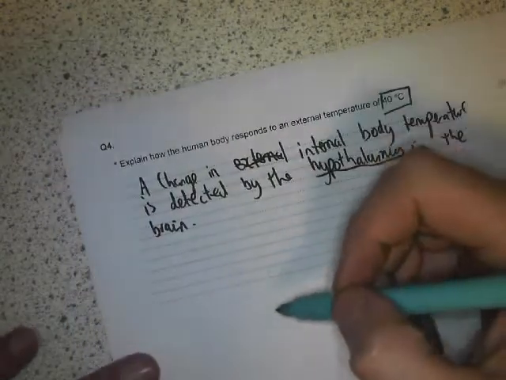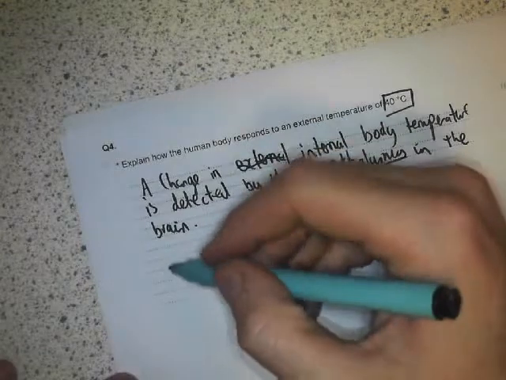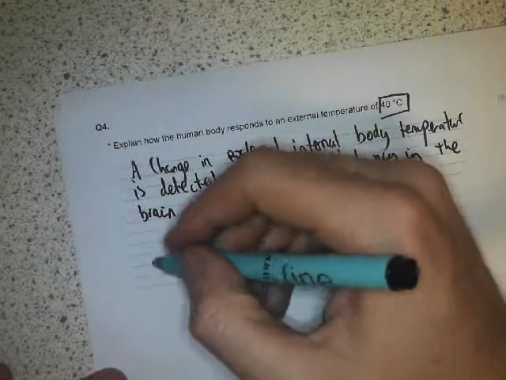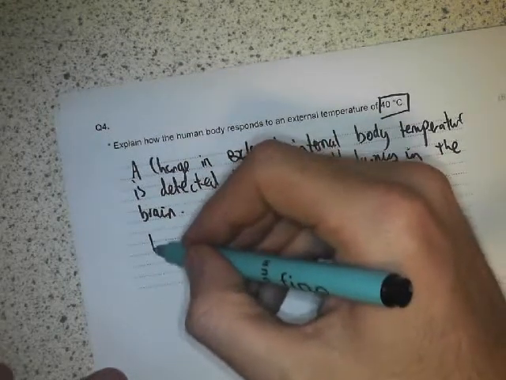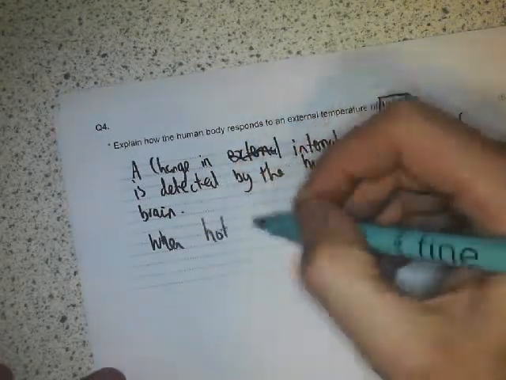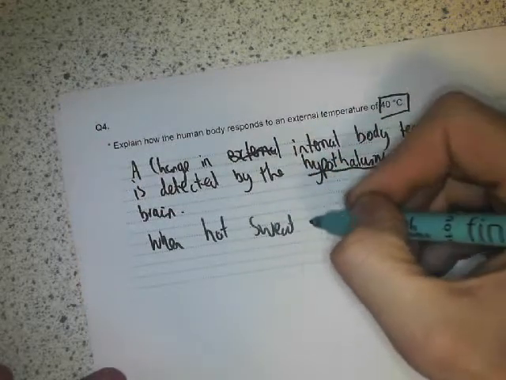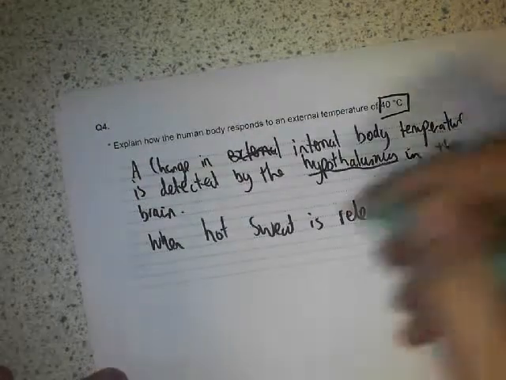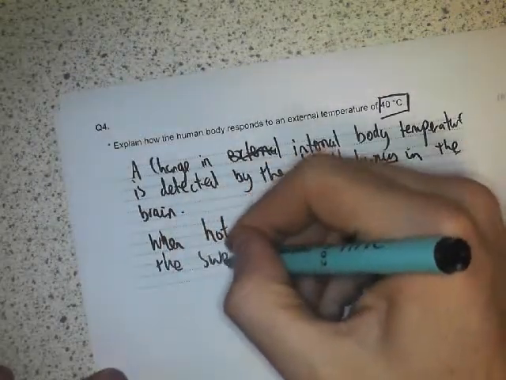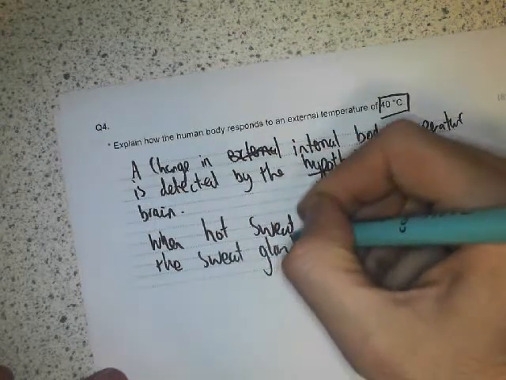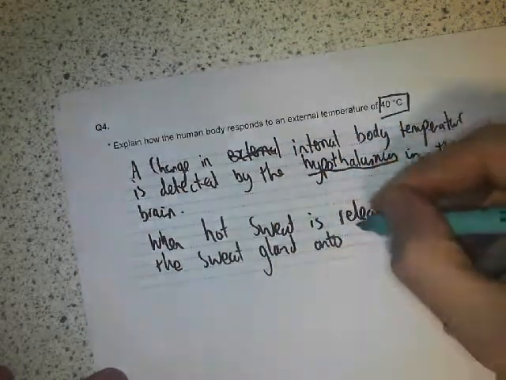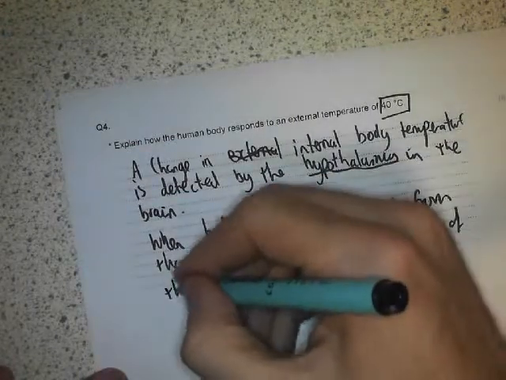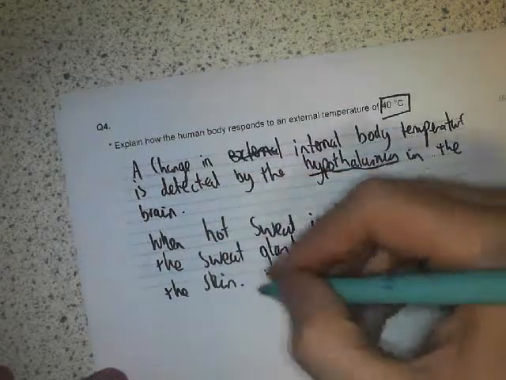So, first one I'm going to talk about sweating. So, I'm going to start a new paragraph because I'm talking about something different. Always put paragraphs in 6 markers. When hot, sweat is released from the sweat gland onto the surface of the skin. Full stop.